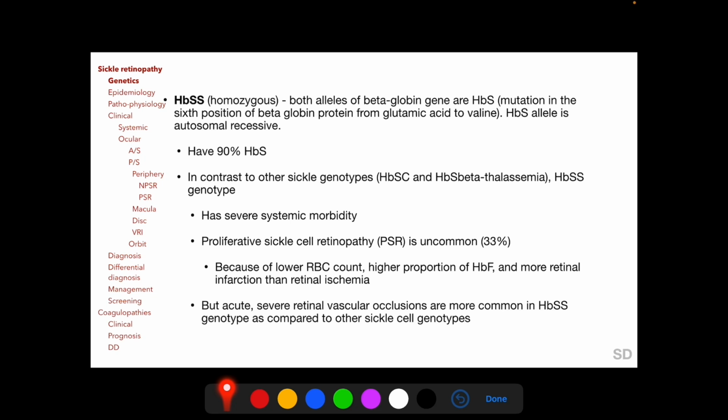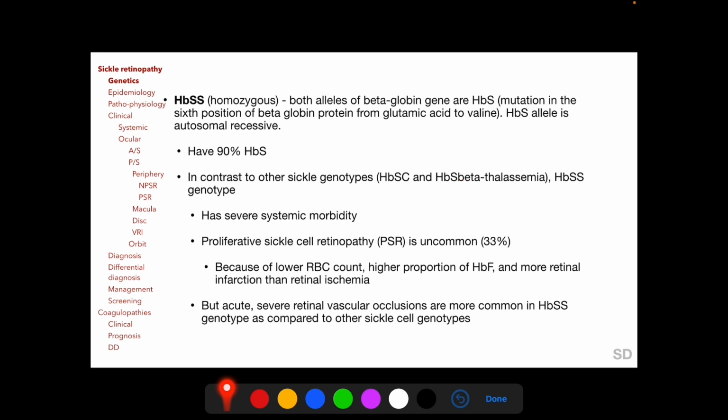In contrast to other sickle cell genotypes such as HBSC and HBS beta thalassemia, HBSS genotype patients have severe systemic morbidity, but proliferative sickle cell retinopathy is uncommon in HBSS genotype as compared to the two other sickle cell genotypes. But acute severe retinal vascular occlusions are more common in HBSS genotype as compared to patients with other sickle cell genotypes.